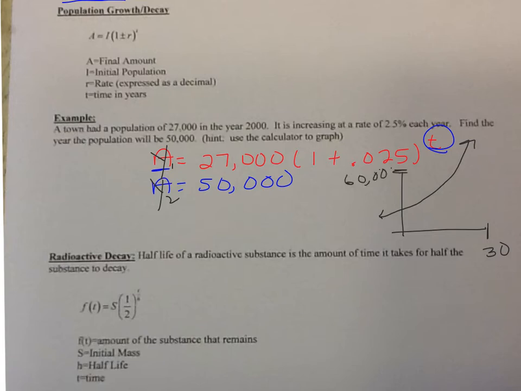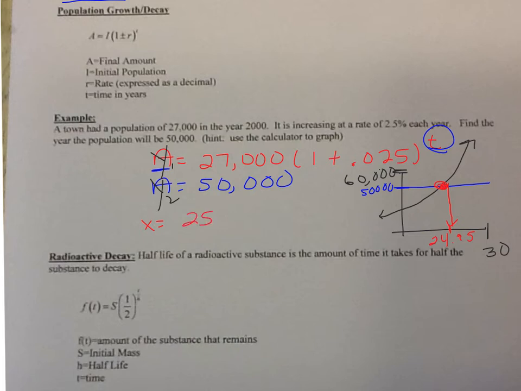That should make sense because I now have to plug in y equals 50,000. So here's 50,000. I want to know when my population will reach 50,000, which would be right here. I'm looking for this time here. So graph both, find the intersection, and this comes out to be 24.95 years, which is about 25 years.